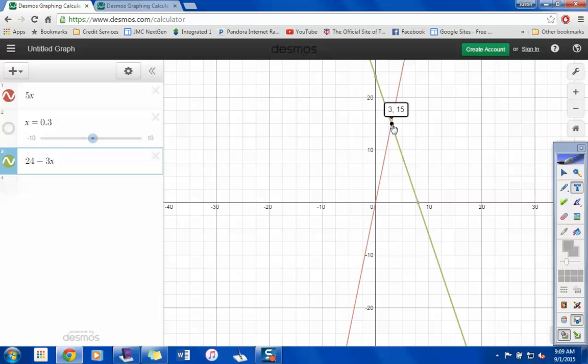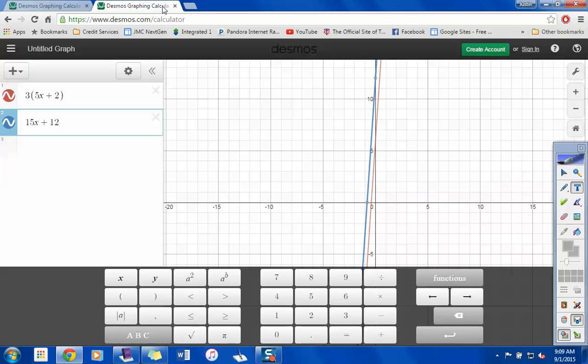I'm going to look at the problem right below here, guys. This is the problem right below. 3 times 5x plus 2 equals 15x plus 12. Give me on your own. That's the bottom left one, right? 3 times 5x plus 2 is equal to this.